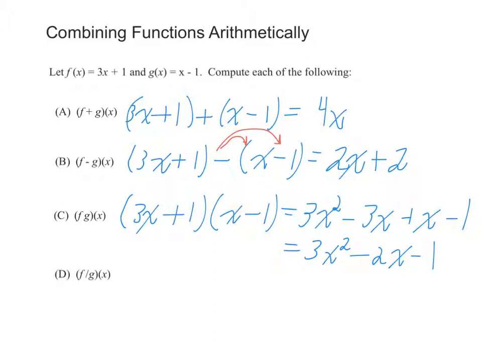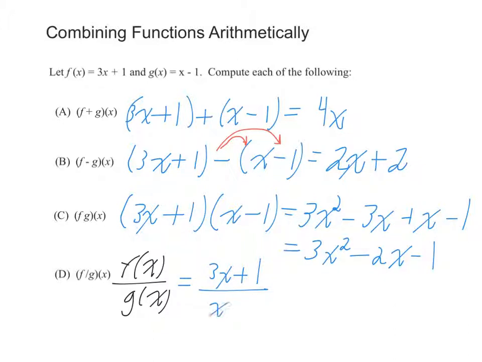For the last one, for division, it's just a matter of putting f of x in the numerator and g of x in the denominator. So another way to write this is f of x on top and g of x on the bottom. This is equivalent to 3x plus 1 divided by x minus 1. There's really nothing else to do, no further simplification that can be done. So for combining functions arithmetically, just simplify the terms.